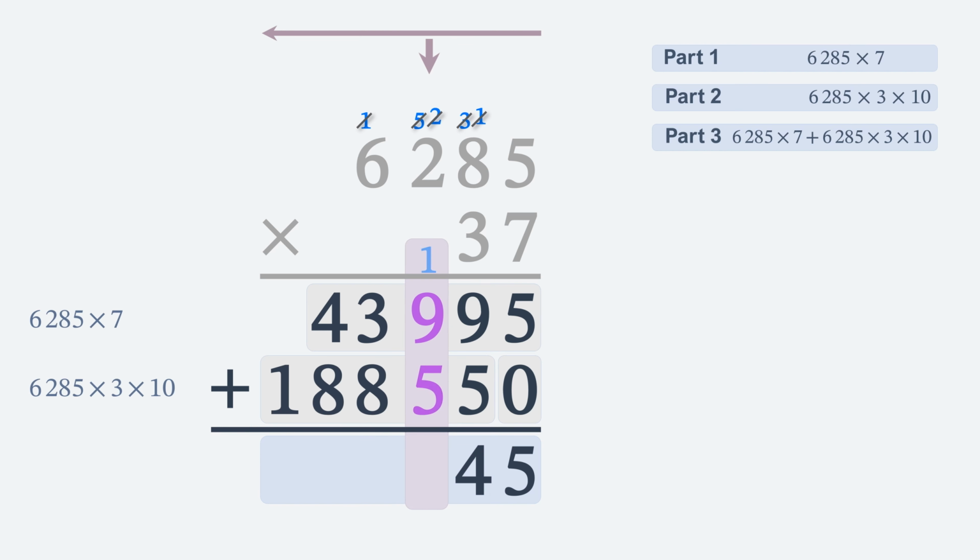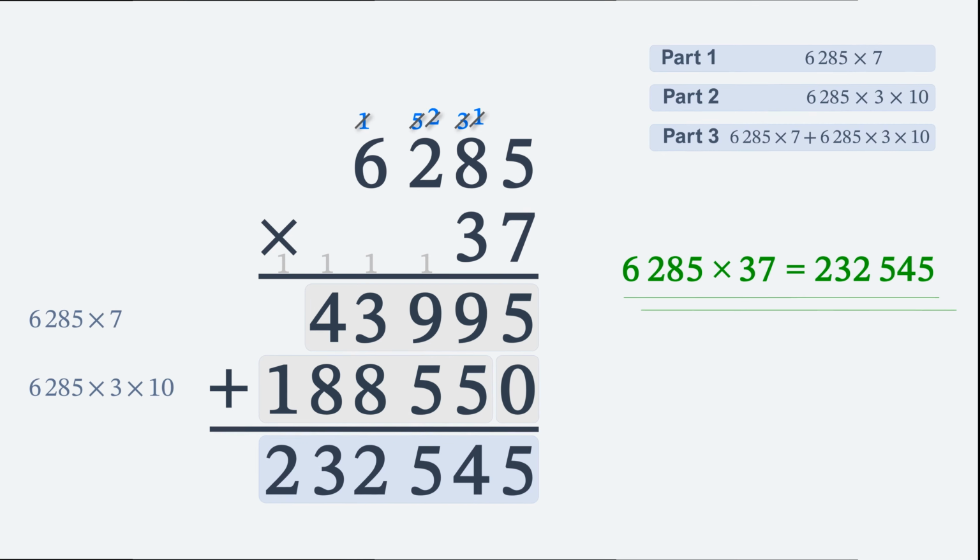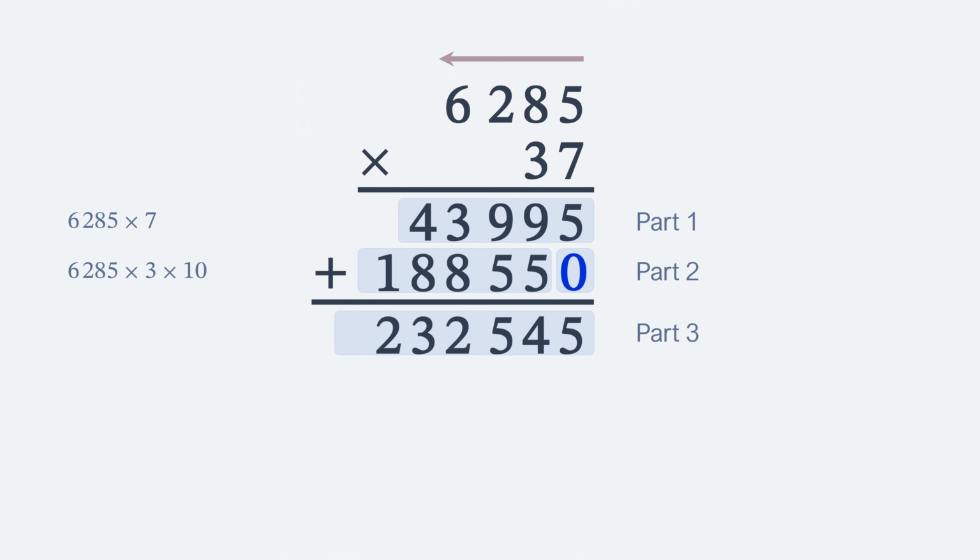9 plus 5 plus 1 equals 15, so we write 5 and carry 1 again. 3 plus 8 plus 1 equals 12. So write 2 and carry 1. 4 plus 8 plus 1 equals 13. So write 3 and carry 1. 1 plus 1 equals 2. Thus, the answer to our problem, 6,285 times 37, is 232,545.